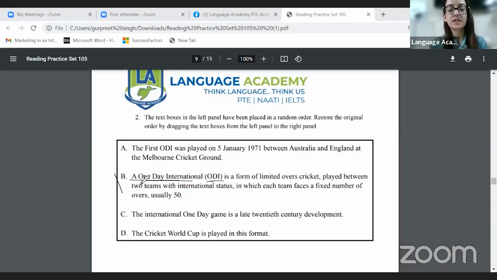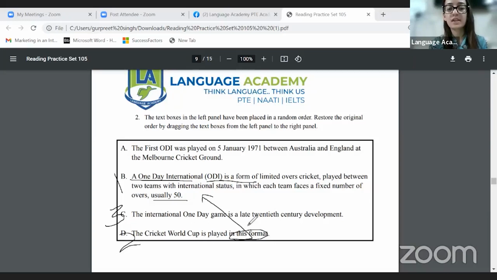This is the first sentence. A one-day international (ODI) is a form of limited overs cricket played between two teams with international status in which each team faces a fixed number of overs, which is usually 50. And then this is a factual statement. This is a definition of ODI, one-day international. And then one related sentence is the Cricket World Cup is played in this format, because you just talked about the format, which is 50 overs by each team.